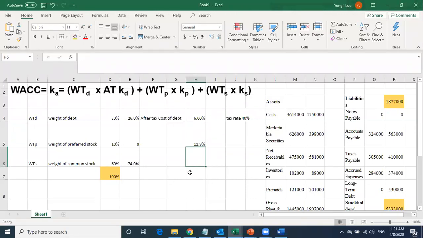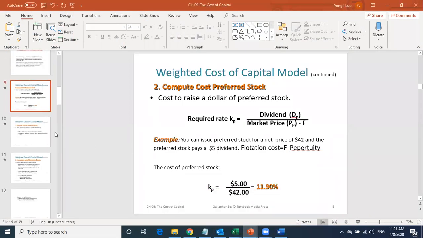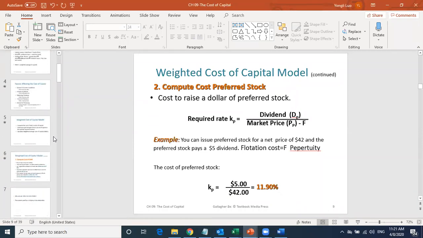And the cost of common stock. For common stock, you have a different way to calculate. Remember, we have two different ways. One is the dividend growth model, and also we have the capital asset pricing model. You can choose either way to get the cost of common stock. For example, based on what we talked about, you have 15%. How do you get it with the dividend growth model?